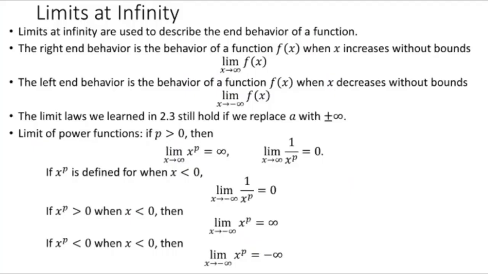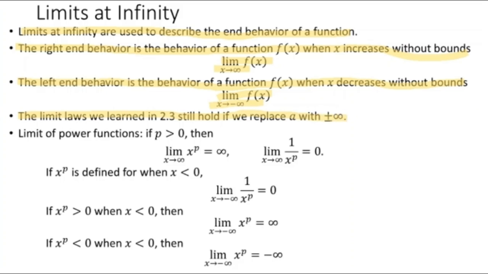Now we're going to discuss limits at infinity. Limits at infinity are used to describe the end behavior of a function. In other words, they describe what happens to the graph when we go to the extreme right or the extreme left. The right end behavior is the behavior of the function f of x when x increases without bounds. In other words, this is the limit of f of x as x approaches infinity. The left end behavior of the function f of x occurs when x decreases without bounds. In other words, this is the limit of f of x as x approaches negative infinity. One thing to note is that the limit laws that we learned in section 2.3 still hold if we replace a with positive or negative infinity.